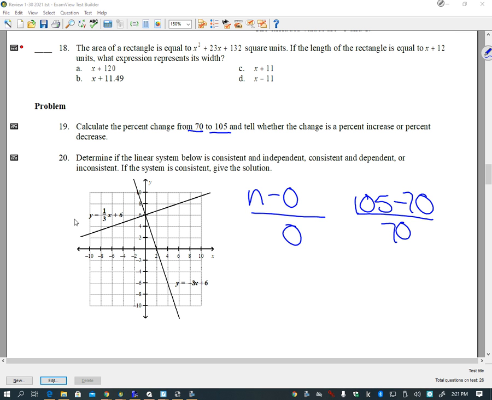35 over 70. Okay, so we got 35 over 70, which is what, 0.5? 0.5, which should be a 50% increase. Okay.